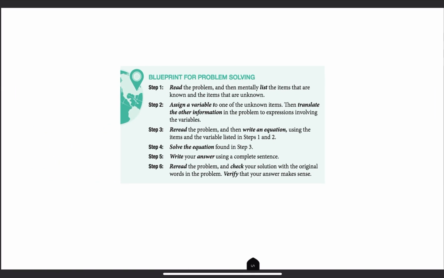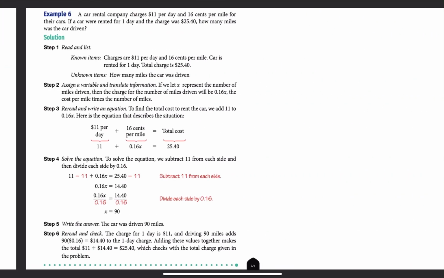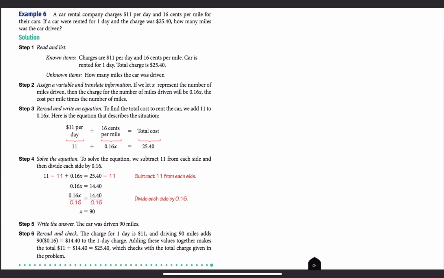All right, so let's talk about problem solving. This is the same blueprint that we talked about the last time we talked about problem solving. So we're going to kind of go through some problems and see if we can piece together a solution. So a rental car company charges $11 per day and 16 cents per mile for their cars. If a car was rented for 1 day and the charge was $25.40, how many miles was the car driven? Interesting. Okay. So here are some things that we know.